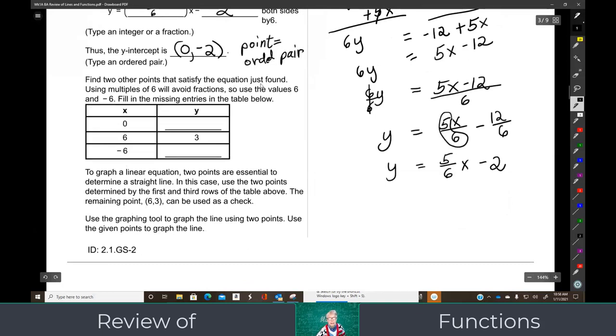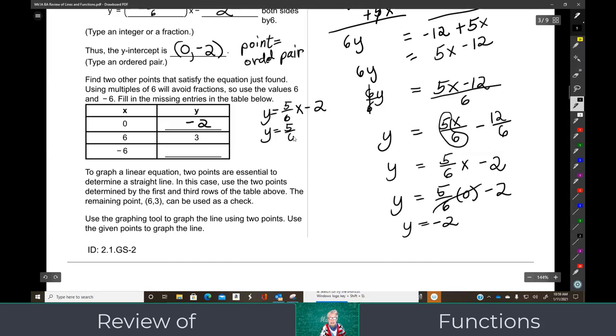So now it says find two other points that satisfy the equation. Okay, well, here's my equation over here. They tell us that 3 works. Okay, fine. Well, what about this? If x is 0, well, anything times 0 is 0. So we're going to have y equals negative 2 when x is 0. We already knew that. Good grief. Now, what would happen if y equals 5/6 x minus 2, and we have negative 6 here? y equals 5/6 times negative 6 minus 2.